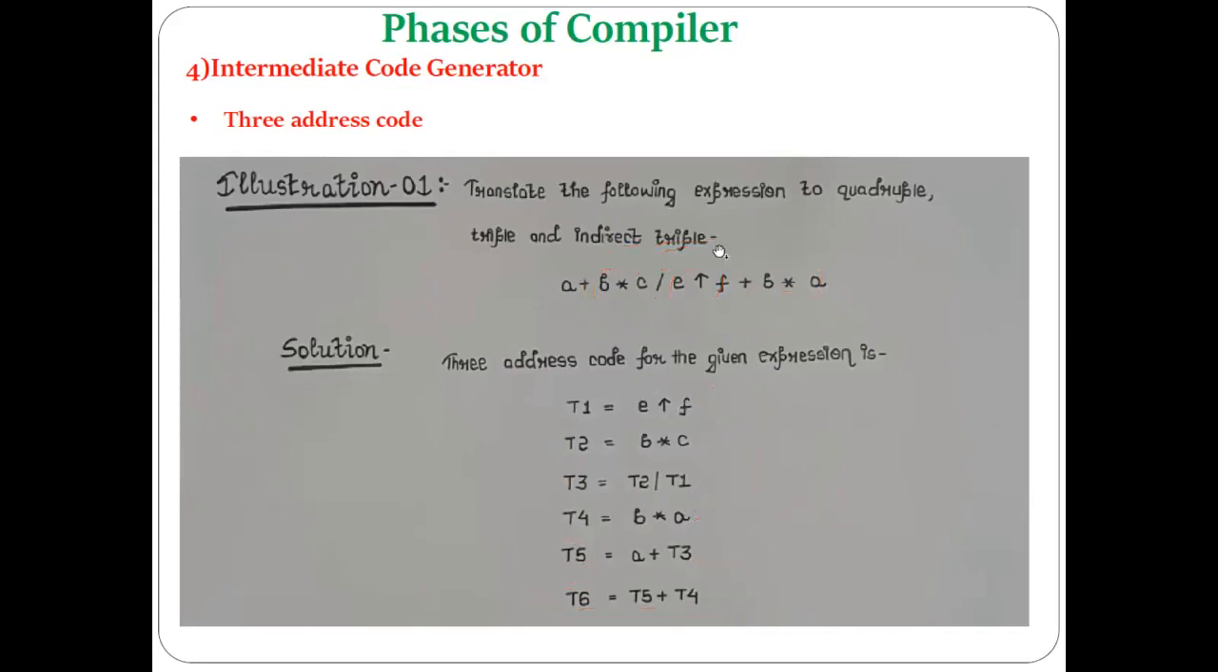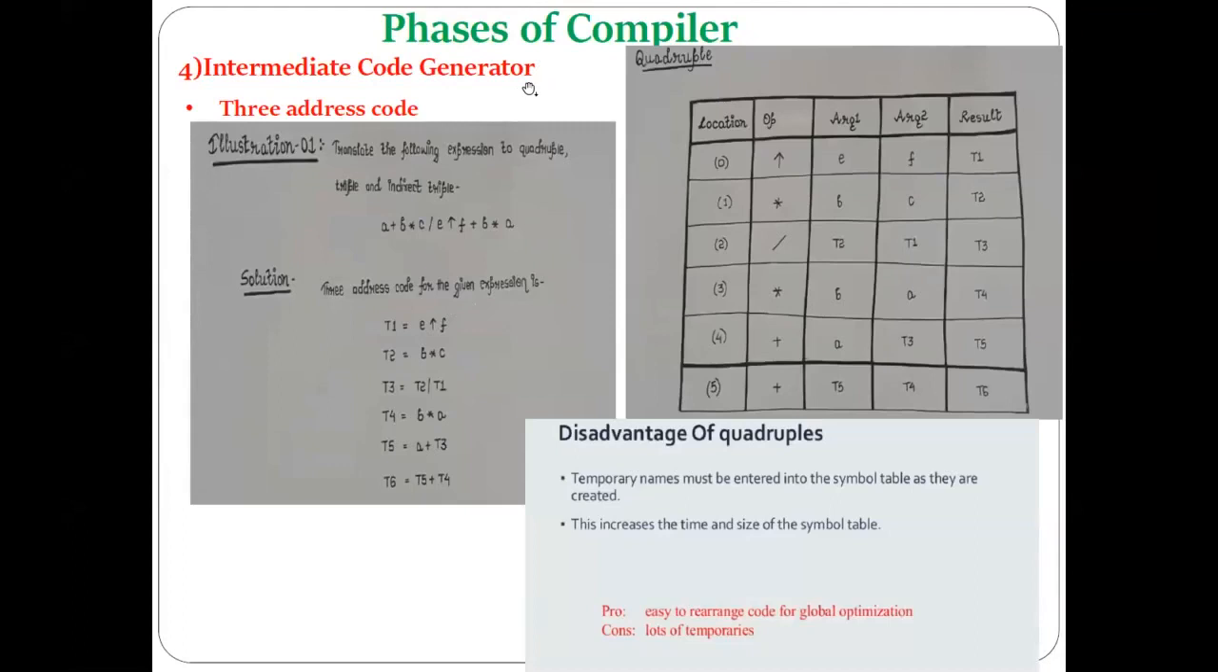Understood. Now for the generated three address code, let's see how the code wrapper can be generated. For this expression, we have generated this three address code, and this is the code wrapper for it. As I said, the code wrapper consists of four main fields, that is the reason it is called a code wrapper. The first field is the operator, the second is the first source operand, or argument one, the third is argument two, or the second source operand, and the last one is the result. And one more column we have to write here, that is the location, or the position, or you can also refer to it as an index. So for the first expression, t1 equal to e raised to f, in this, which is the operator?